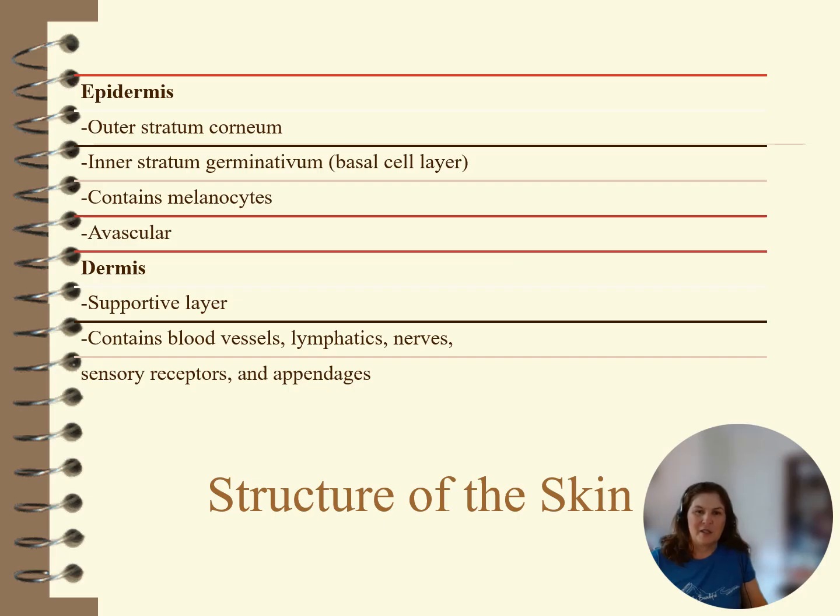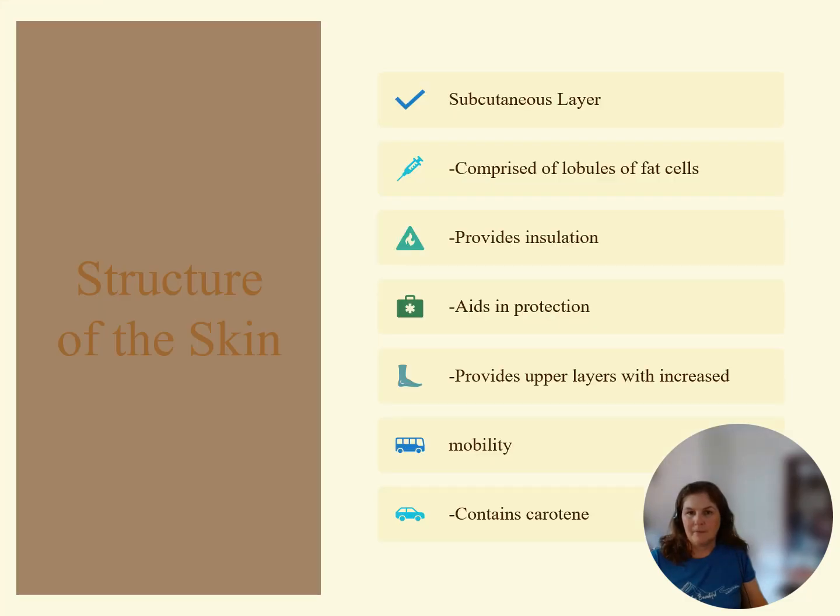So the epidermis is the outer layer, and it's avascular. So this is when you can scrape a little bit of the outer part of your skin and it doesn't bleed, right? And then the dermis is the supportive layer. That's where the blood vessels are. Okay, subcutaneous: the fat cells, the insulation, the protection, upper layers with increased mobility, and it has the keratin in it.